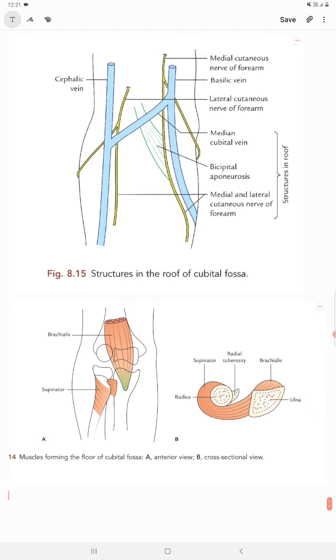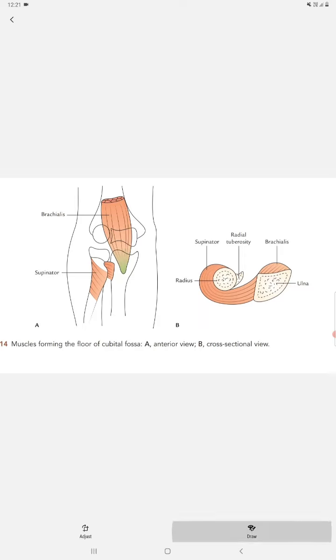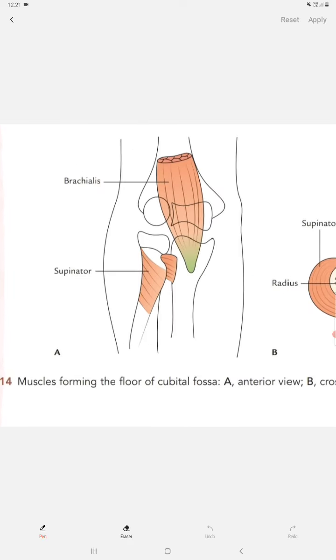And coming to the next boundary, that is the floor of cubital fossa. So the floor is mainly formed by two muscles. Remember the two muscles, one is the brachialis muscle, another one is the supinator muscle, right. Definitely the name itself indicates what is the action of the supinator. Yes, supination of the forearm, right.